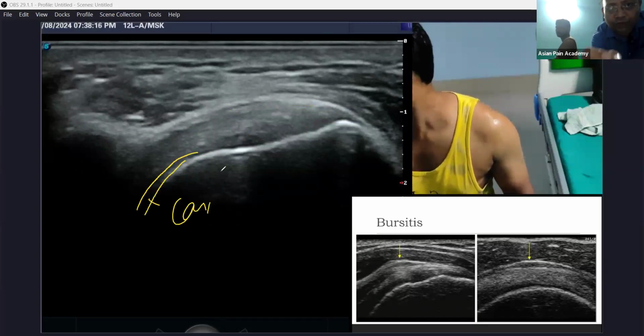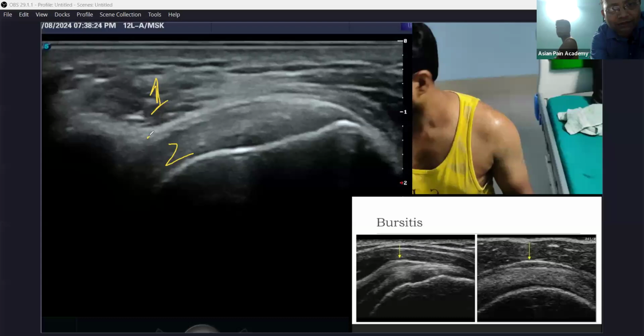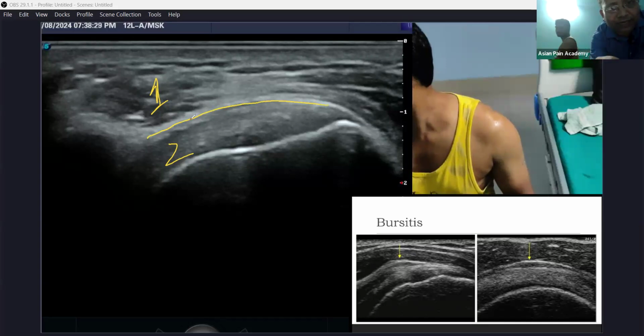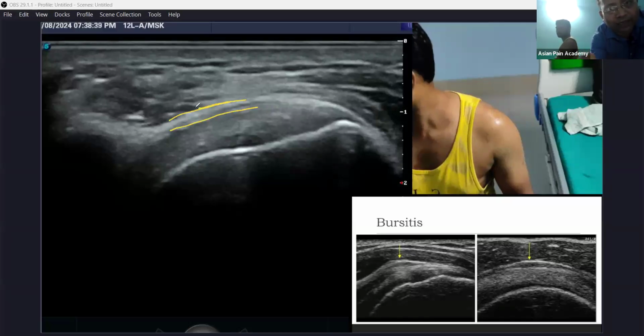Now between these two muscles, one muscle and two muscle, this is the area for the bursa. We know that it is above the supraspinatus. So can you see this black line within this white structure, within this white loose areolar tissue? Remember, this black line is nothing but the bursa.